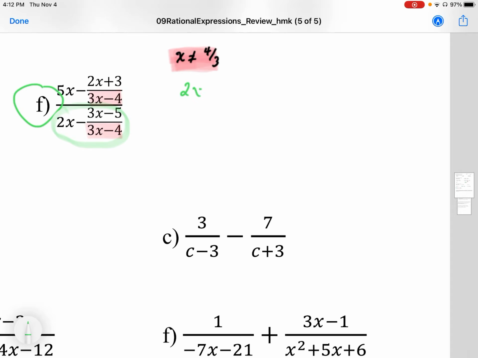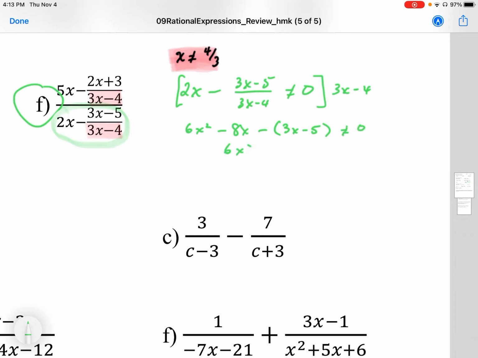We know that 2x minus 3x minus 5 over 3x minus 4, we know that that can't be equal to 0. And we can figure this out by just solving this equation for x. So I'm going to multiply through, although it's an inequality, we can treat it like an equation. I'm going to multiply it through by that, and then I end up with 6x squared minus 8x minus, and the 3x minus 4's cancel. I'm going to put this in brackets because that negative is going to apply to both terms, and that can't be equal to 0. And this is a quadratic equation.